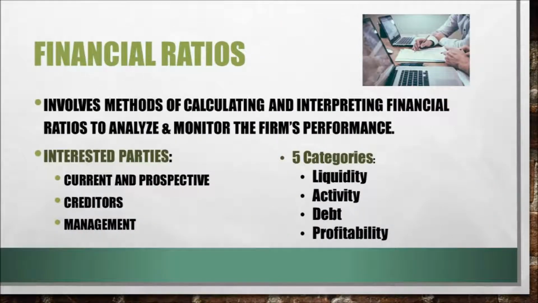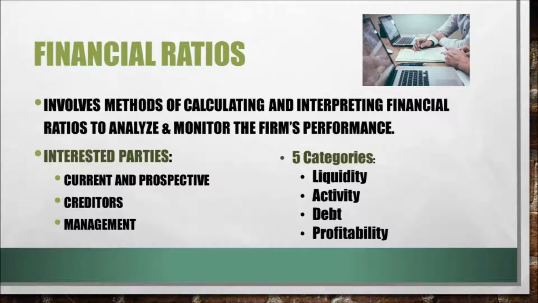So the last thing we're going to go over is financial ratios. And there's a lot of info that goes into financial ratios. This is just a very intense crash course, and I'm not going to cover all the information. But basically, financial ratios involve methods of calculating and interpreting financial ratios to analyze and monitor the firm's performance, usually against competitors. You want to compare where we stand compared to other companies. And interested parties are usually current and prospective creditors, and management.